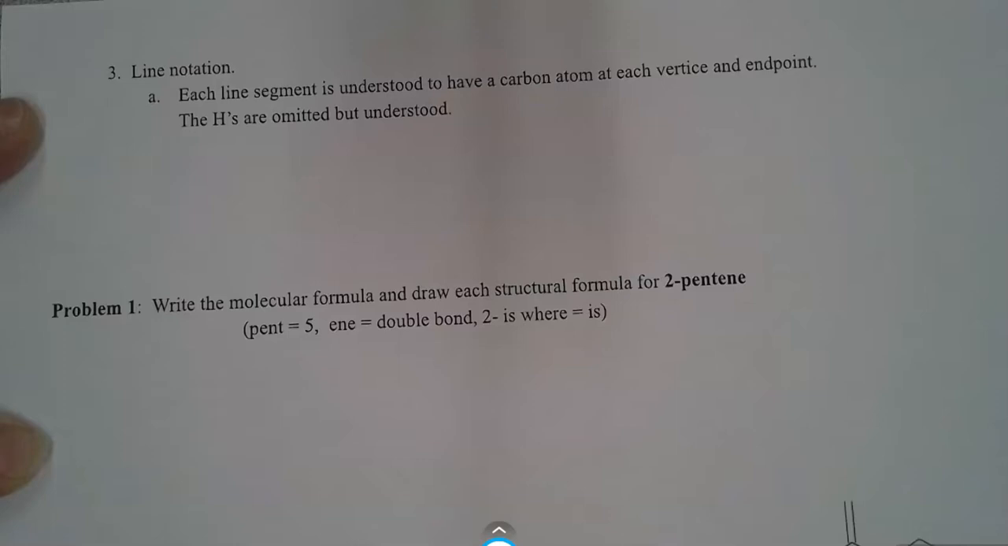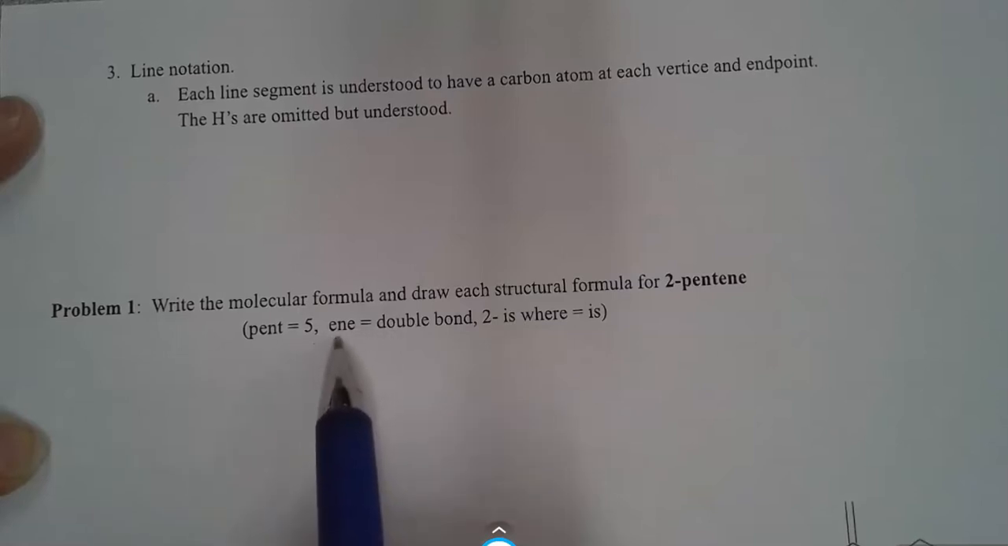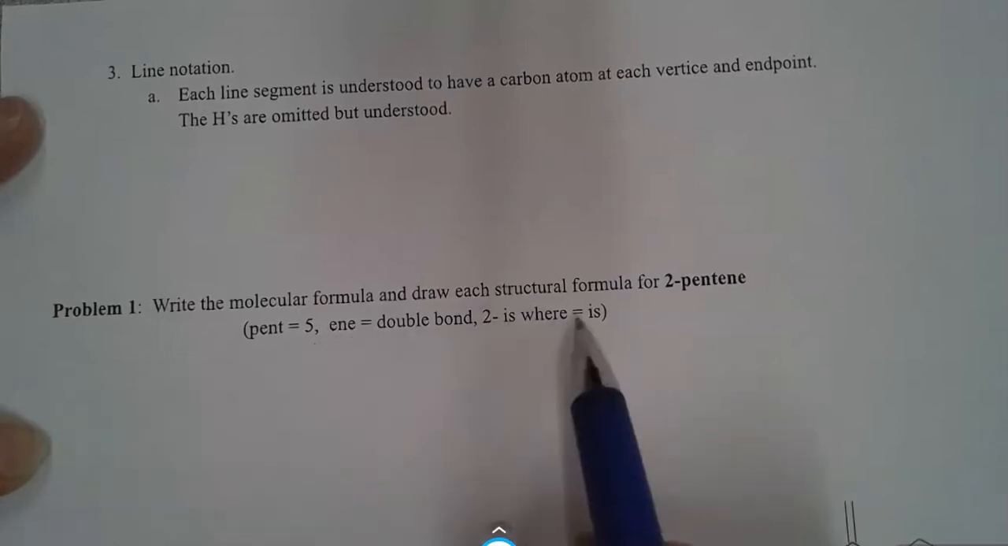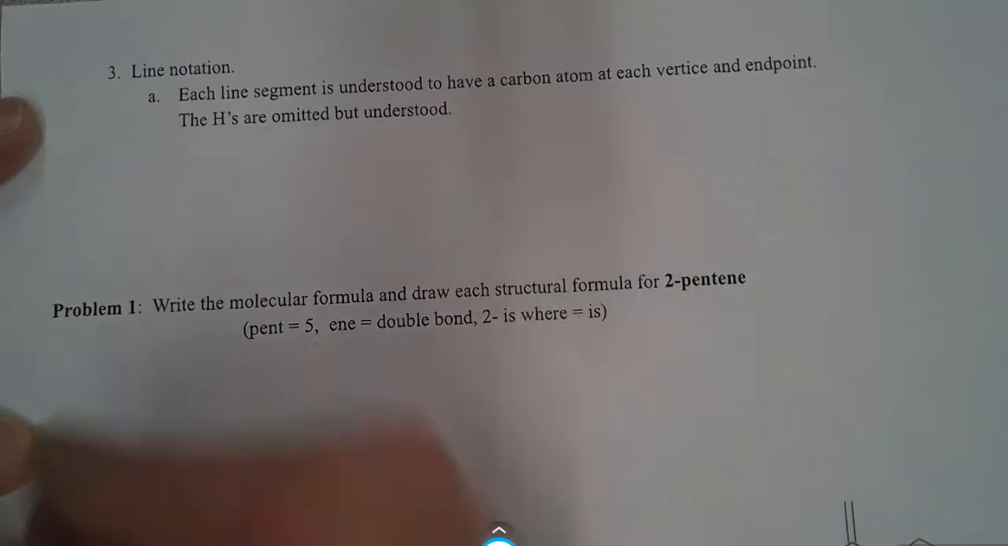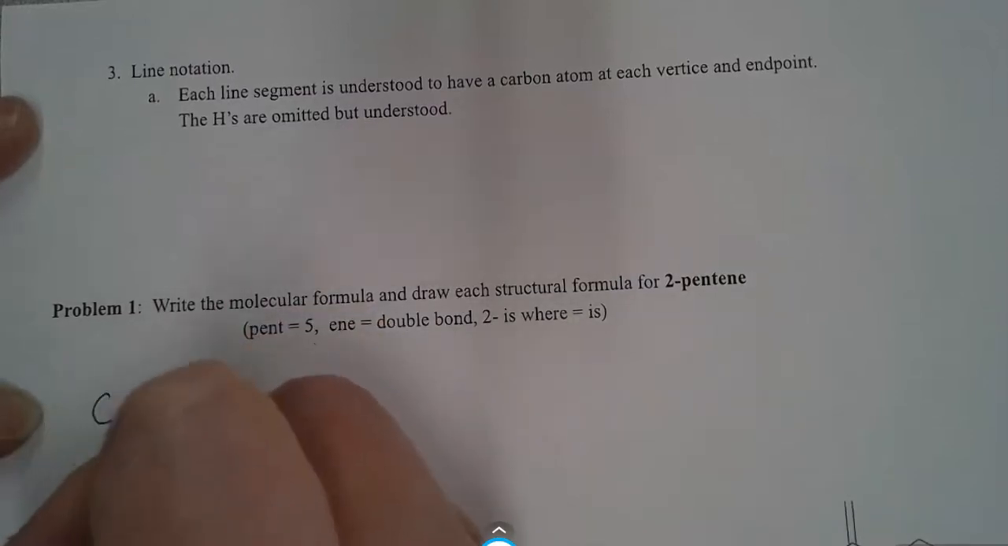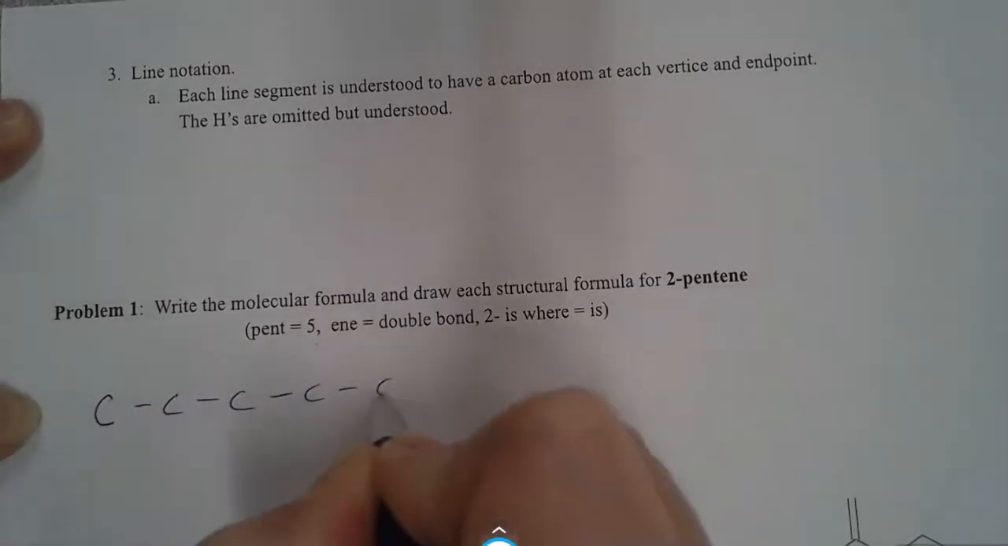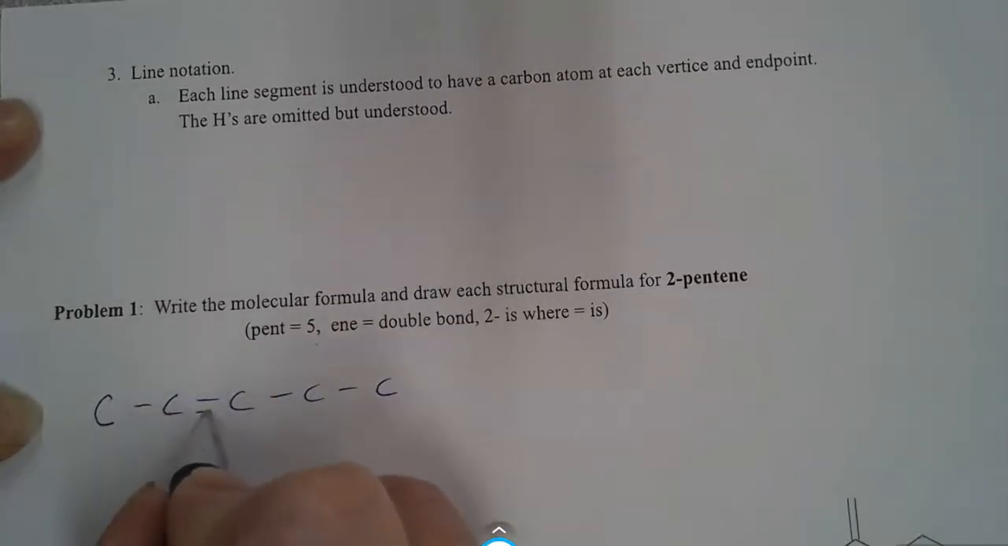All right, so 2-pentene tells you 5 carbons. There is a double bond because it ends in ene, and 2 is where the double bond is. So let me draw the first one. I have 5 carbons, there's my pent. And on the second carbon, I have a double bond. So let's draw the full expanded formula.